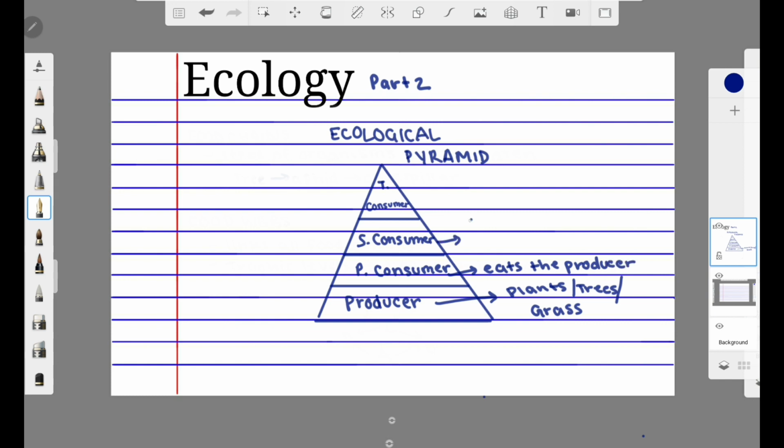Your secondary consumer eats the primary consumer. And your tertiary consumer eats the secondary consumer. And in some cases, it can even go up to quaternary consumers.